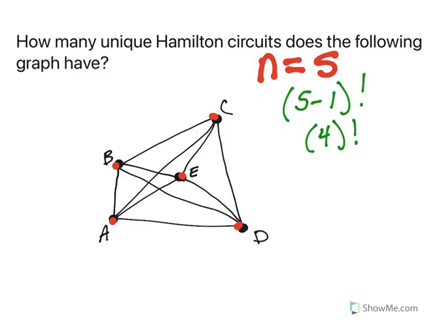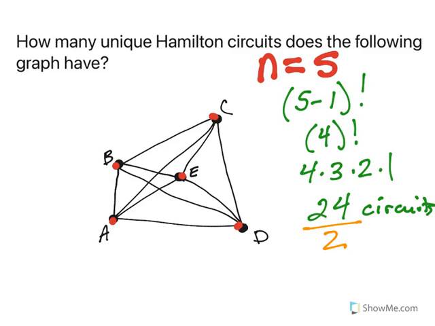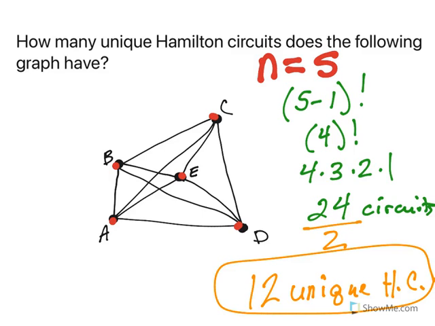So 4 factorial, again, that means 4 times 3 times 2 times 1. And we know there are 24 circuits. But to be unique, we would divide that by 2, and we would end up with 12 unique Hamilton circuits for this particular graph.